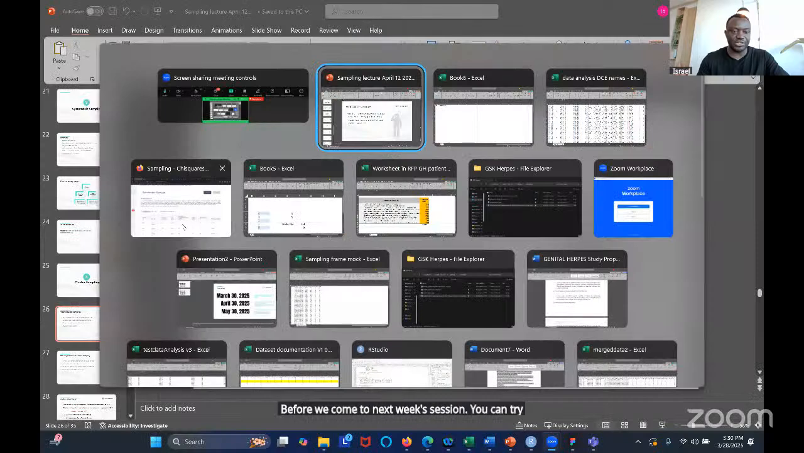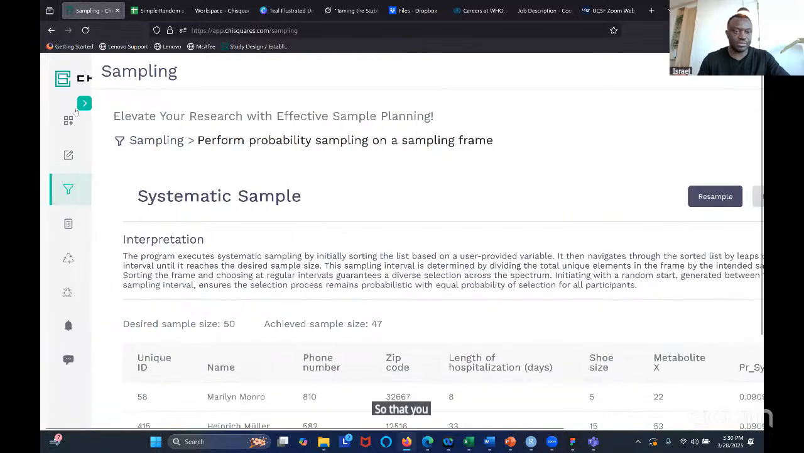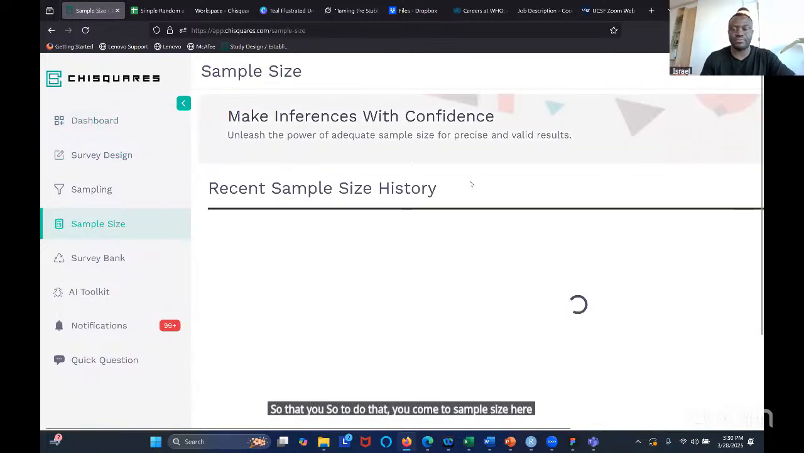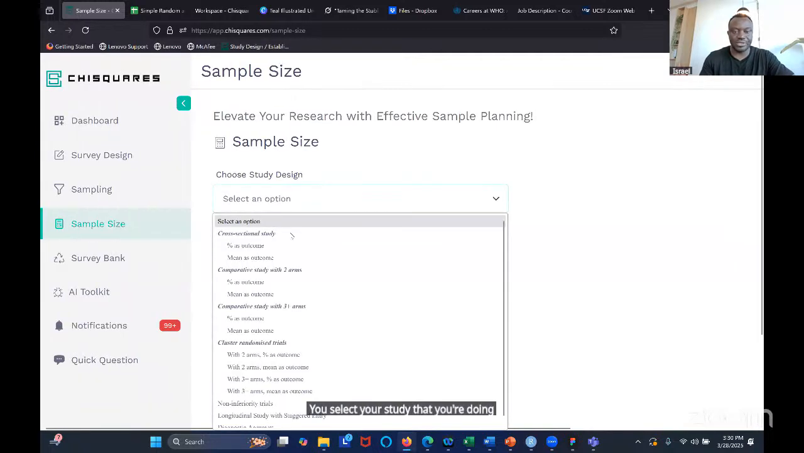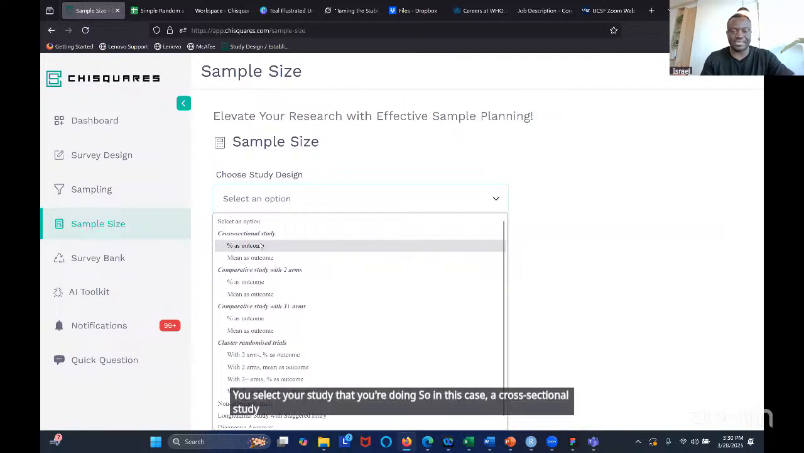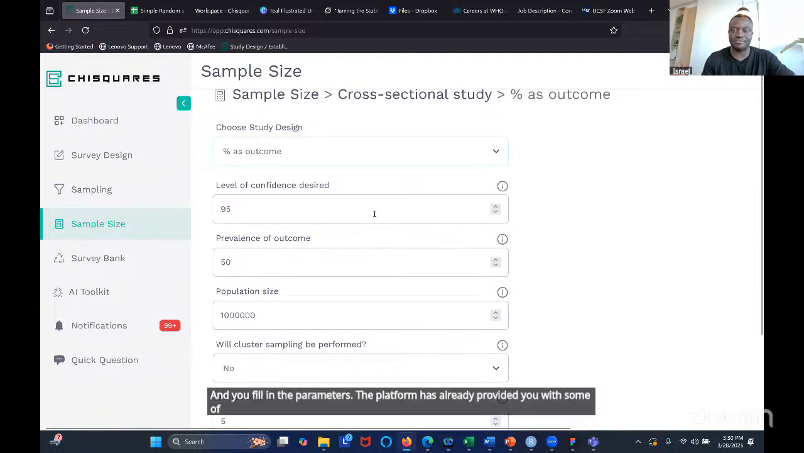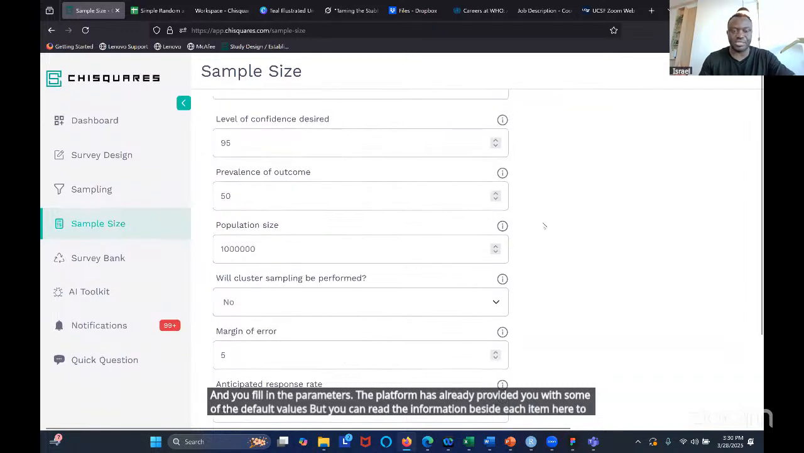So you can try your hand before we come to next week's session. You can try playing with the sample size calculation module on the platform. To do that, you come to sample size here and you start new sample size. You select the study that you're doing. So in this case, a cross-sectional study with percentage as outcome, and you fill in the parameters. The platform has already provided you with some default values, but you can read the information beside each item here to get more context for what is being asked. And once you're done, you can click on Get Sample.